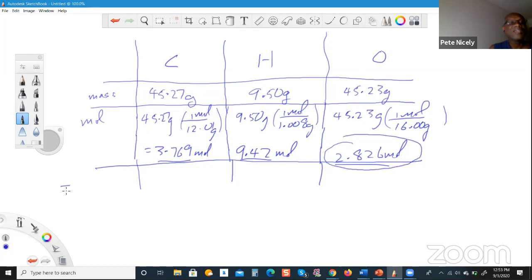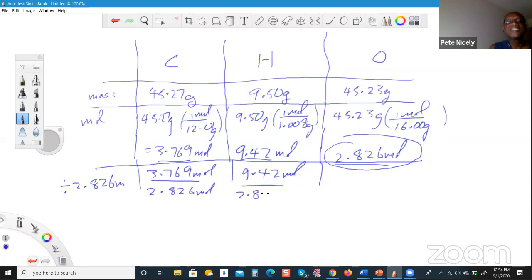So we're going to divide right through by 2.826 moles. So here we're going to have 3.769 moles divided by 2.826 moles. Here we're going to have 9.42 moles divided by 2.826 moles. And here again, we're going to have 1 because we divided by itself. So again, we're going to go to our calculators.